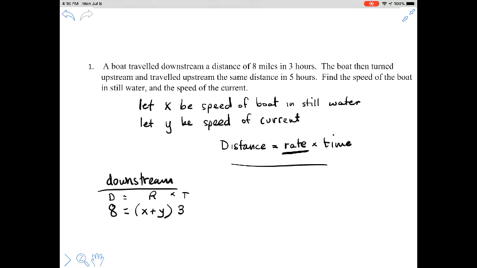We're going to do the same thing for upstream. If we're going to do distance equals rate times time, it's the same distance, 8 miles, but now it's a different rate because the boat turned around, and we assume that when it turns around, it doesn't do anything with the motor, it just keeps the motor running at the same speed. So the boat is traveling at the same speed, but the speed of the current is now working against it. So it'd be the speed of the boat minus the speed of the current. And then the time for this trip was 5 hours.